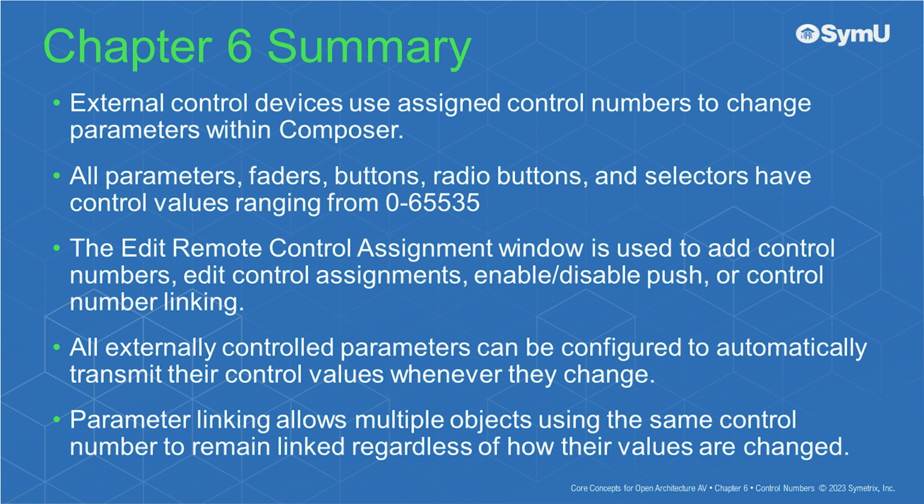To summarize this chapter, external control devices use assigned control numbers to change parameters within Composer. All parameters, faders, buttons, radio buttons, and selectors have control values ranging from 0 to 65535. The Edit Remote Control Assignment window is used to add control numbers, edit control assignments, enable or disable push, or control number linking. All externally controlled parameters can be configured to automatically transmit their control values whenever they change. Parameter linking allows multiple objects using the same control number to remain linked regardless of how their values are changed.